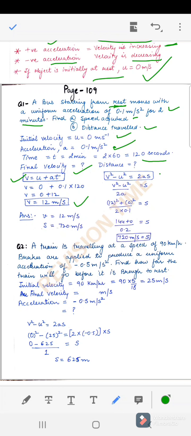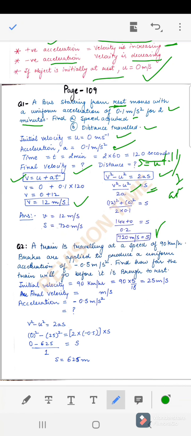And for the distance we have v square minus u square is equal to 2as, from where s is equal to v square minus u square over 2a. Putting the values, we will get this answer. Here we can also use the second equation of motion, s is equal to ut plus half at square. Any formula can be used, right?